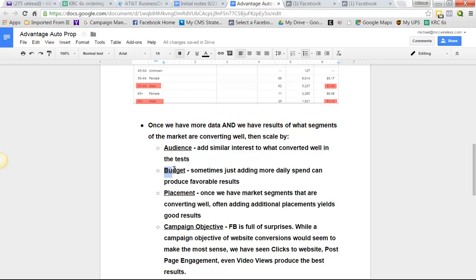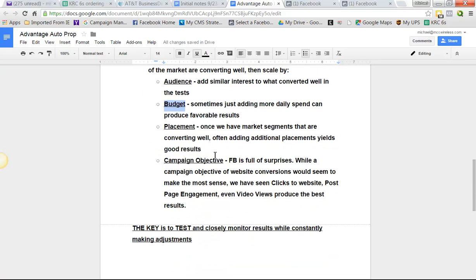The other thing we can do is scale by budget, which is probably the most obvious one, but it doesn't always work that way. Sometimes just adding more daily spend can produce favorable results. But you've got to be careful how you do that. You don't want to throw a ton of money at it suddenly. That will tend to have some bad results.